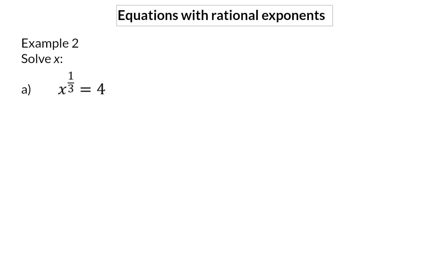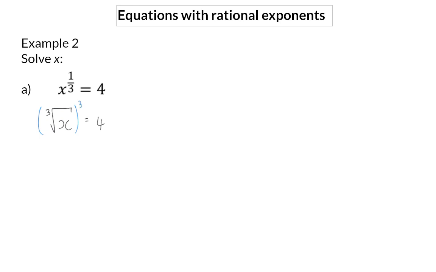Next, let's have a look at equations with rational exponents. In example 2, we are asked to solve x, and we have x to the power of a third equals 4. You should already be aware that x to the power of a third can be rewritten as the cube root of x. And to now get rid of the cube root, I'm going to do the inverse operation, which is to raise to the power of 3.